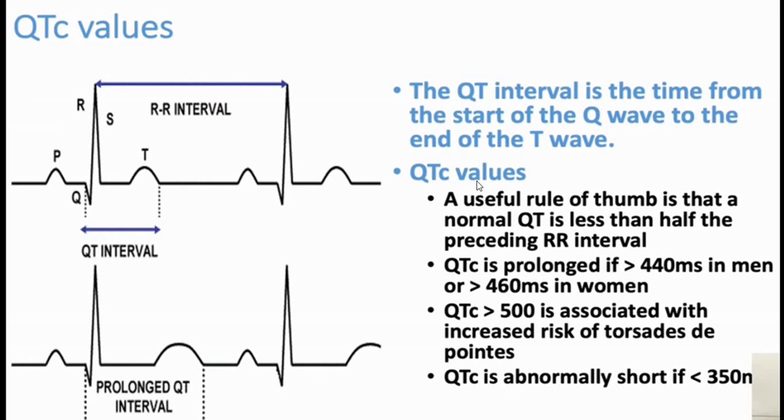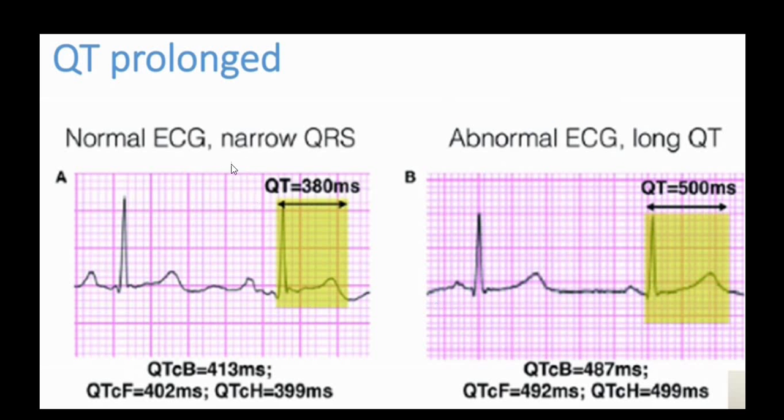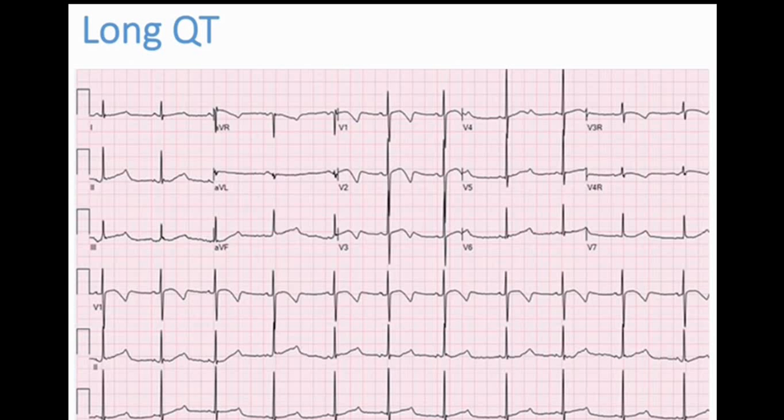Torsades De Pointes is common with prolonged QT. This is normal QT because the interval is 380 milliseconds. Prolonged QT is more than 0.5, or 500 milliseconds. The chance of Torsades De Pointes will be very high. Here it shows you that there is a prolonged QT. If you look from here till here, this is prolonged QT. If you calculate the QT interval, it is more than half of RR.